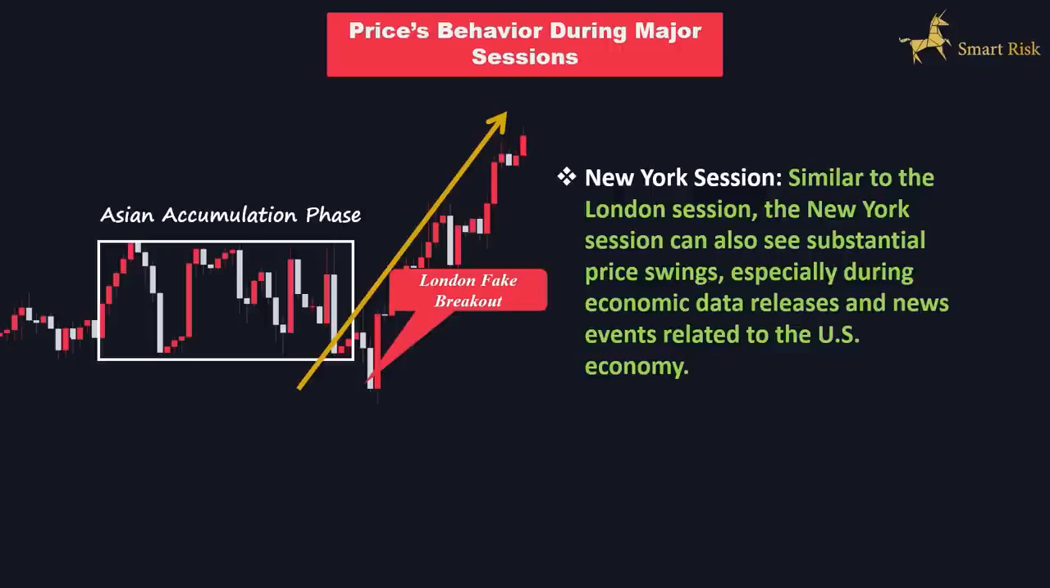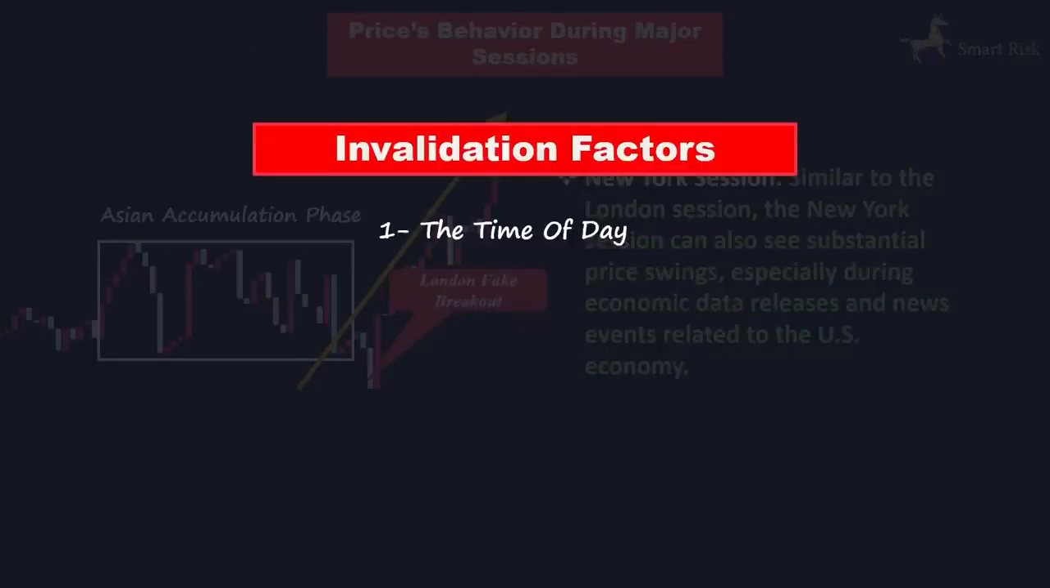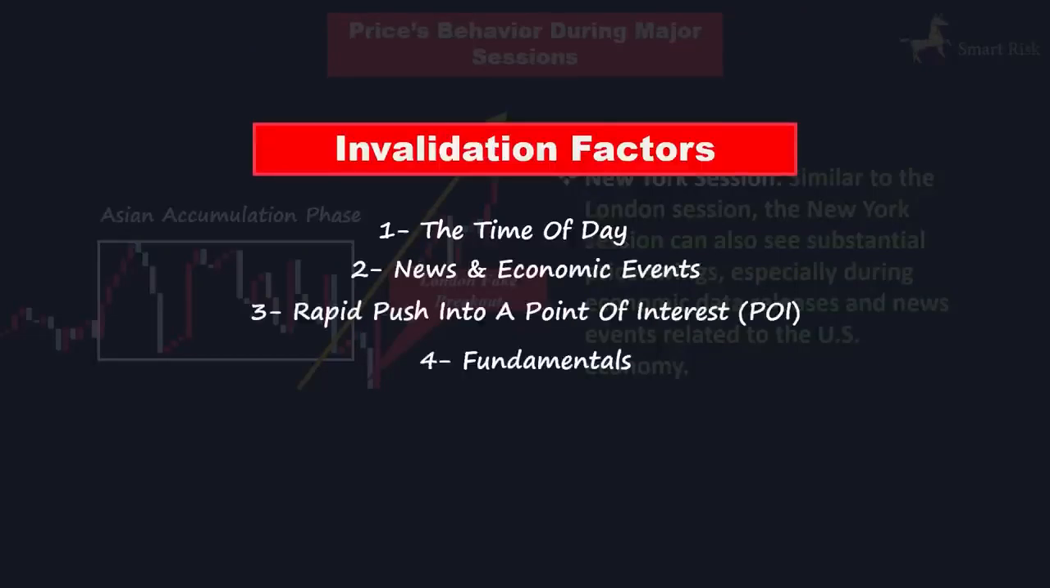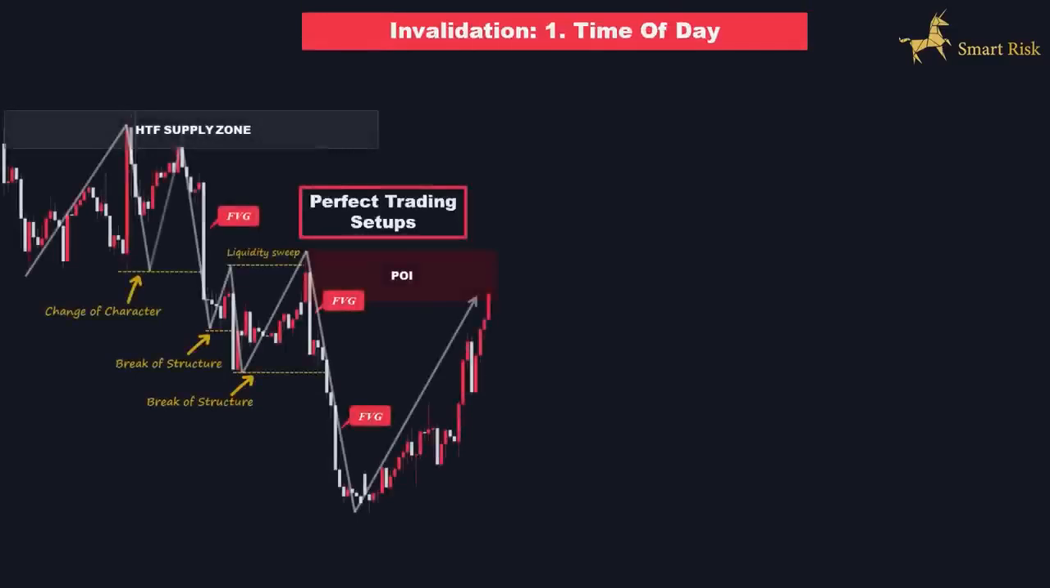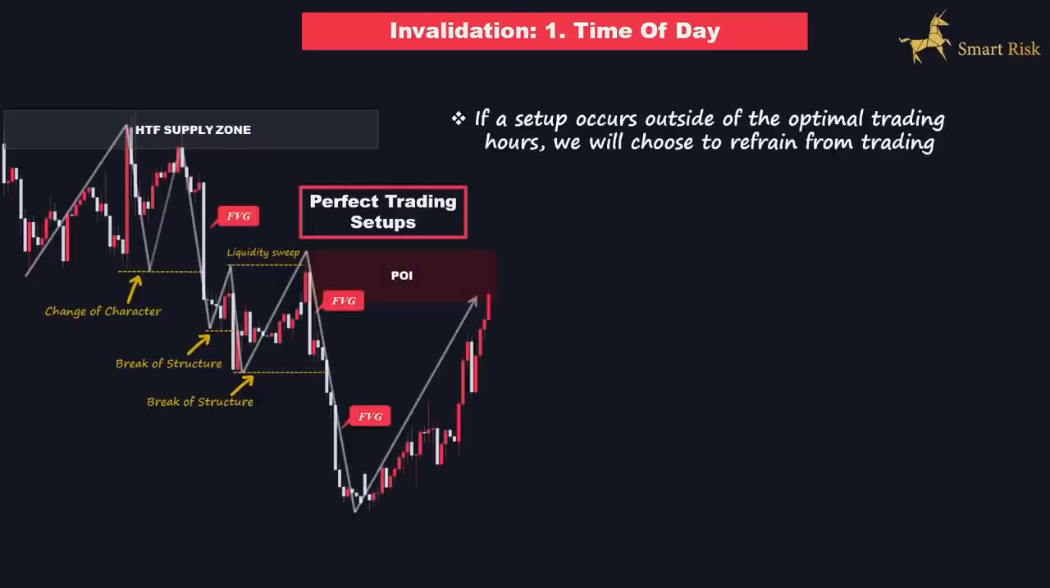Now let's delve deeper into the details of invalidation. As previously mentioned, the first factor that can lead to invalidation is the timing of our trade execution. If a setup occurs outside of the optimal trading hours, we will choose to refrain from trading.